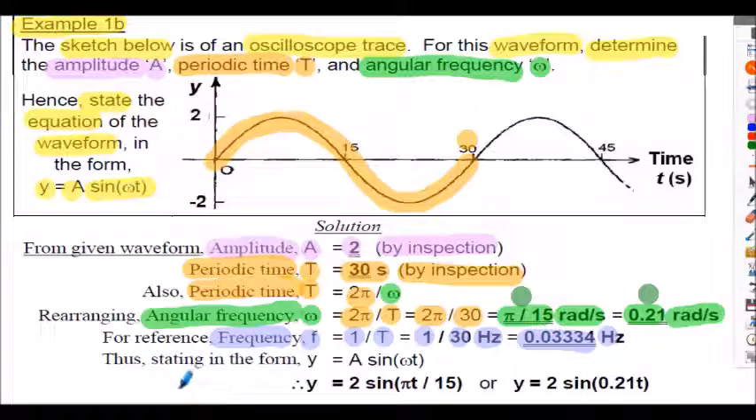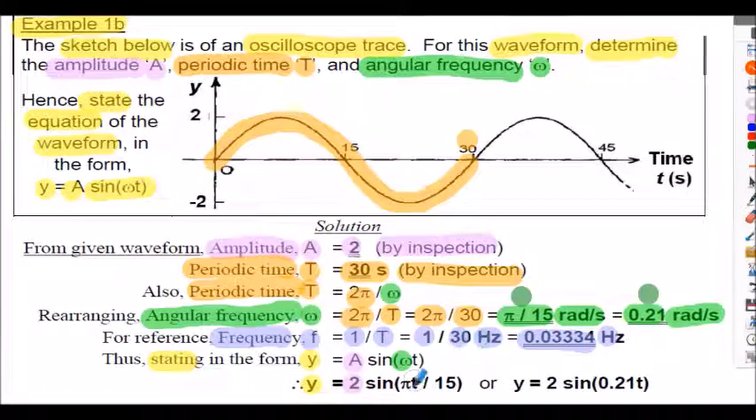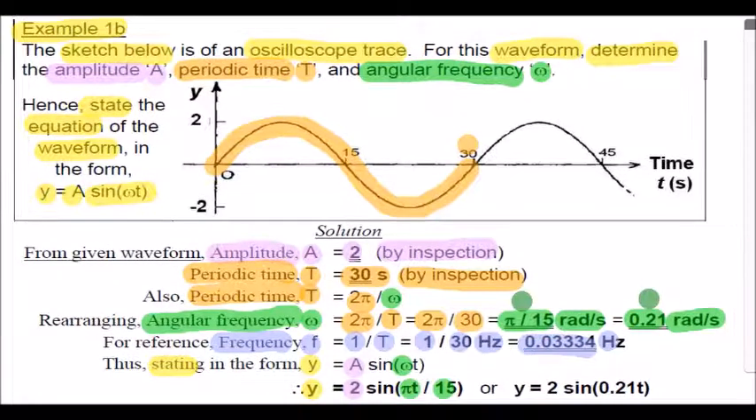Finally, stating the waveform in the form y is equal to a sine of omega t, we find that y is equal to 2 multiplied by the sine of pi t upon 15. Really, pi upon 15 is the omega. Well, that could be written as y is equal to 2 multiplied by sine of 0.21 t. Really, 0.21 is the omega, to 2 decimal places.